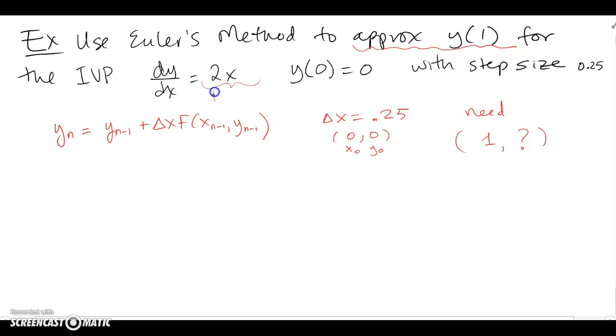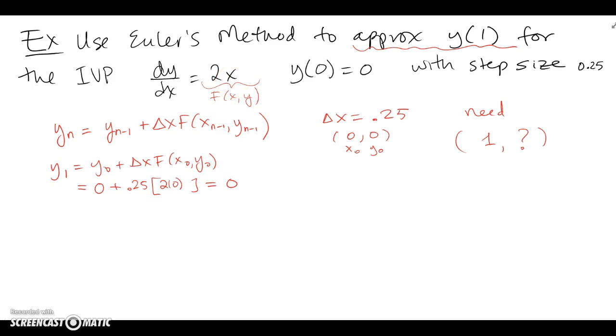I also know that this is my slope at every given point, and in this case, notice it only depends on x. So y1 depends on the y naught business. I'm plugging in my y naught and 0.25 for my delta x. And the slope at that point (0, 0) only depends on double the x value, which will be 0 anyway. So my y1 is 0. And my x1 I know because from 0 I took a step of 0.25 to the right.